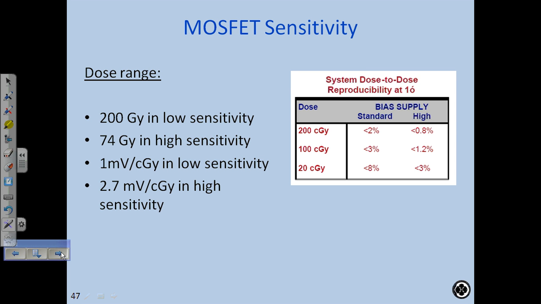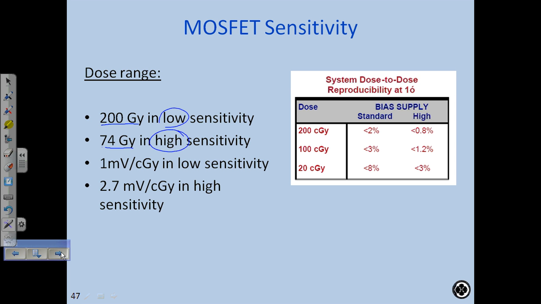These have a much shorter lifetime. If you're using them, there's two sensitivity levels: low and high. If you're using them in low sensitivity, you can get up to 200 gray out of the lifetime of the MOSFET. If you use it in high sensitivity, you can only get to 74 gray. So one third of the lifetime in high sensitivity. But high sensitivity gives you more accuracy.